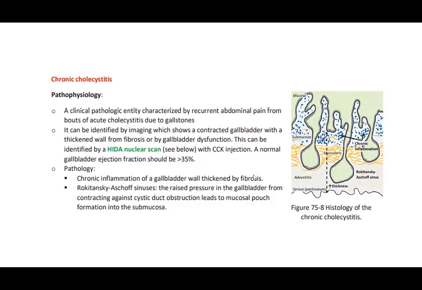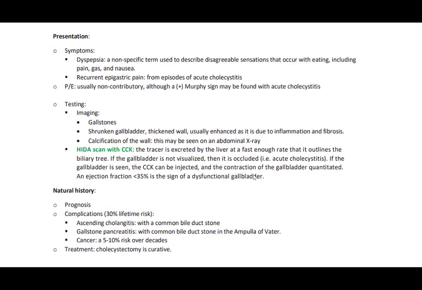With CCK injected, a normal gallbladder ejection fraction should be greater than 35%, so delays in this ejection can often result in chronic cholecystitis. This then further leads to chronic inflammation, gallbladder wall thickening and eventual fibrosis. The Rokitansky-Aschoff sinuses, which are areas where there's raised pressure in the gallbladder through contraction against the cystic duct obstruction, lead to these mucosal pouch formations within the submucosa. Remember, this is due to the unique histology of the gallbladder itself.